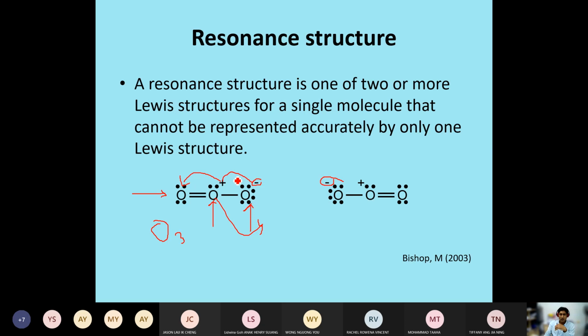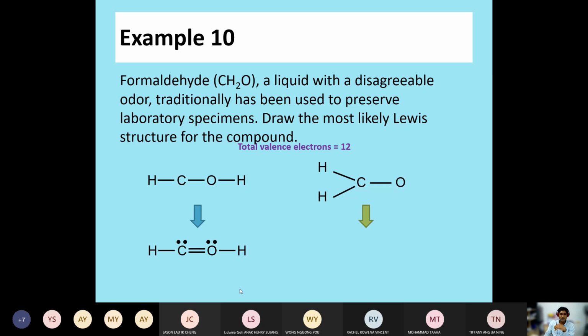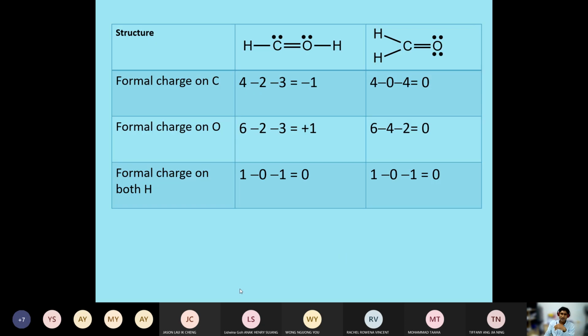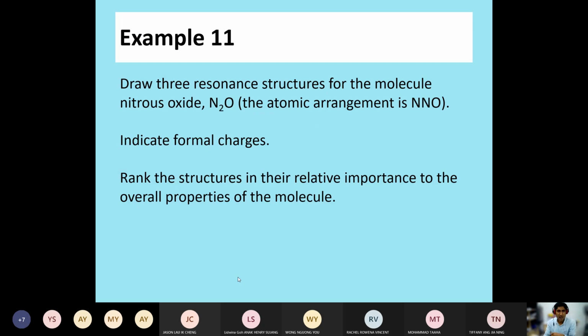If we do not allow it, I mean, if it were only in this one form, then the tension between them is very high and they will not be stable. But because of their resonance, this ozone is stable. It was not supposed to be stable that way. Okay, formaldehyde is drawn traditionally, and it has resonance structures. Which one is more possible? From the formal charge that we count, we can find it.